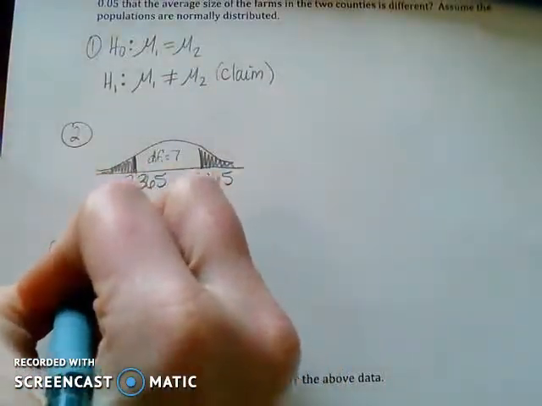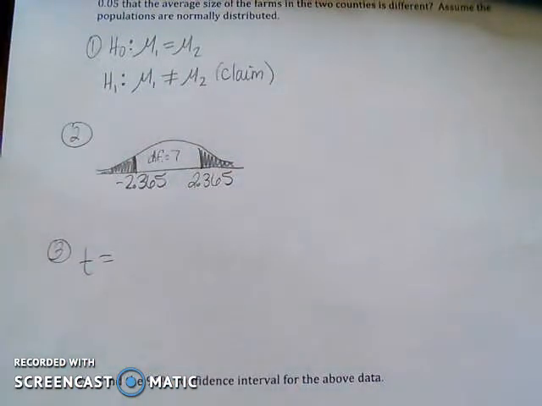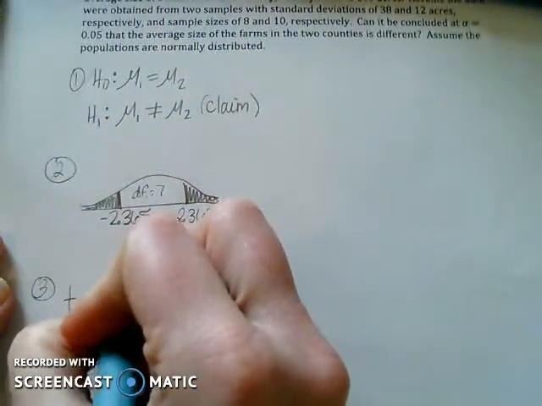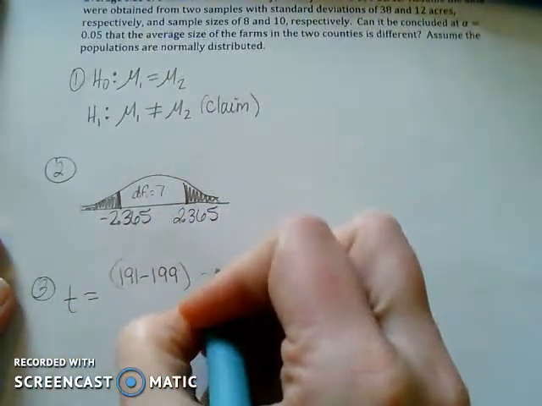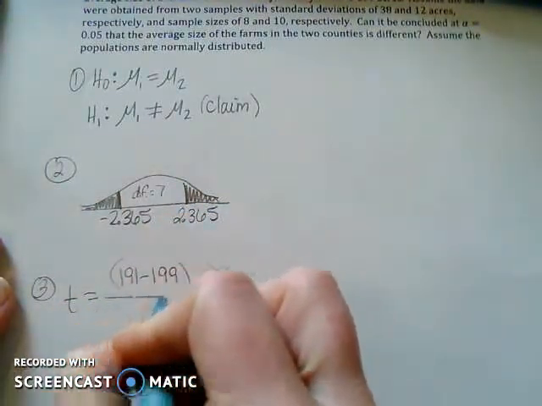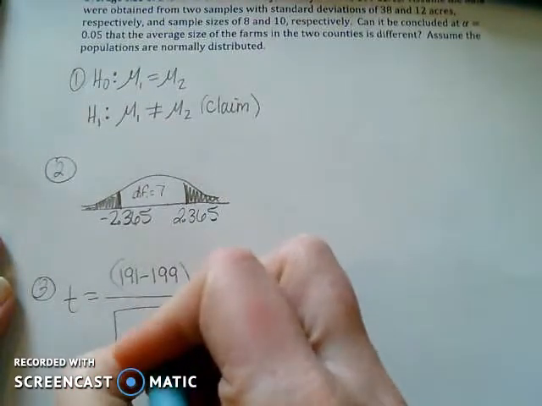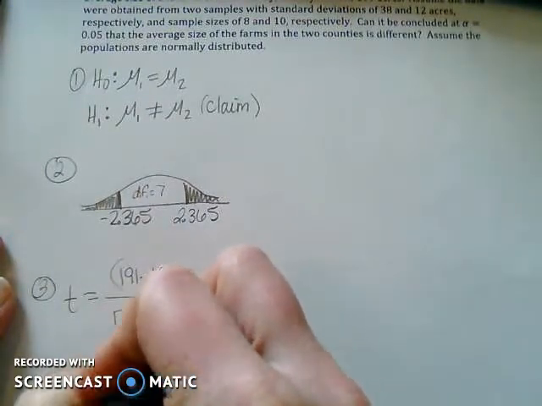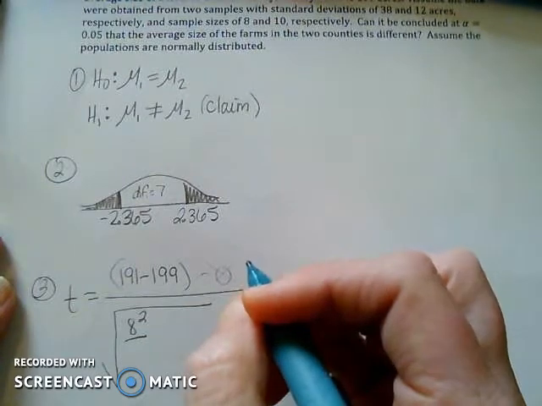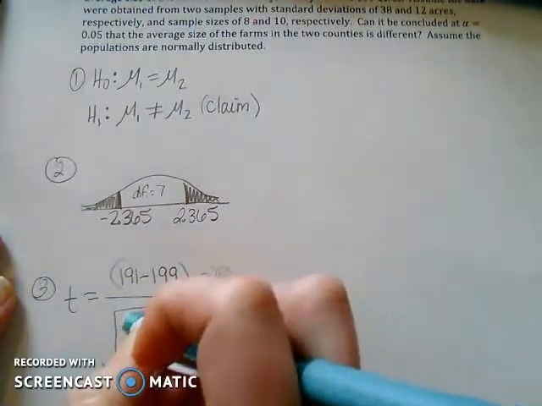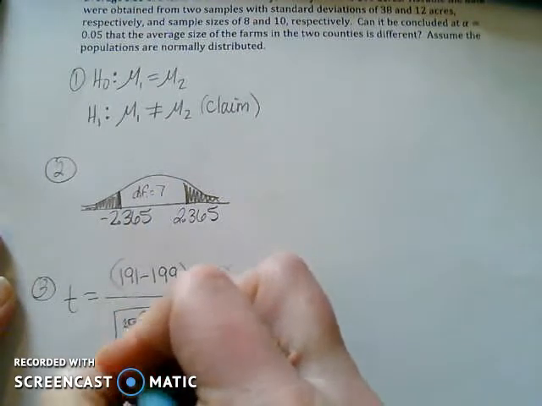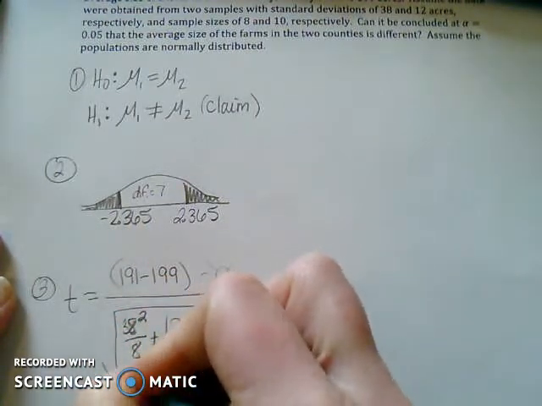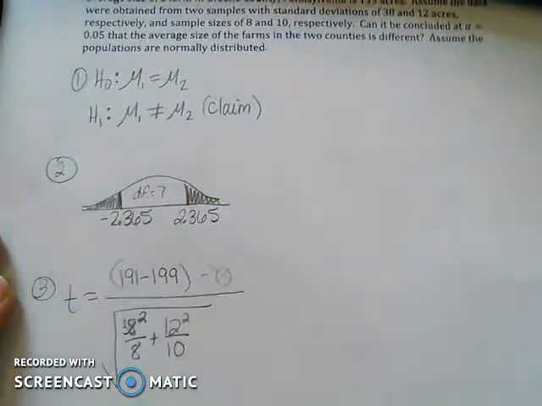Step 3, t equals rather than z equals. We have 191 minus 199. Again, technically minus 0, but you don't need to write that, over the square root of, sorry, standard deviation is 38 squared over 8 plus 12 squared over 10.